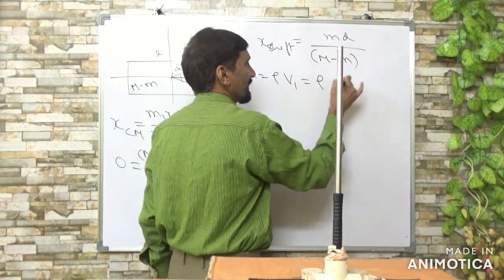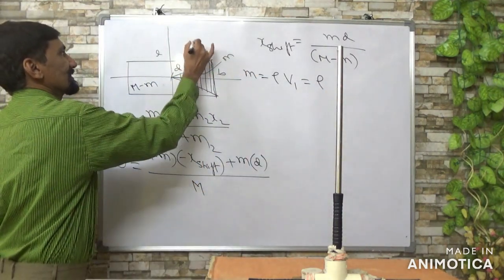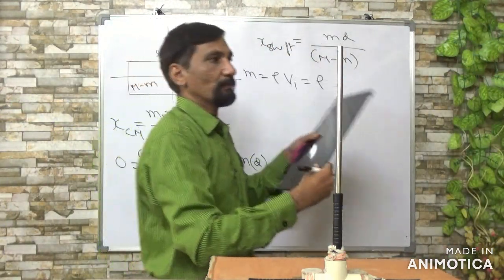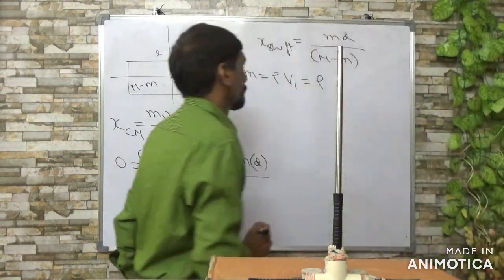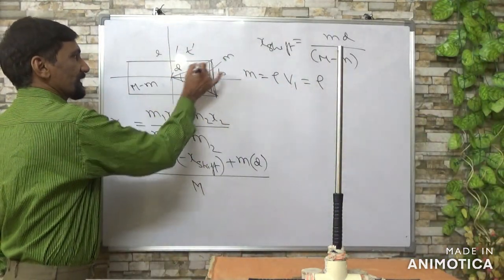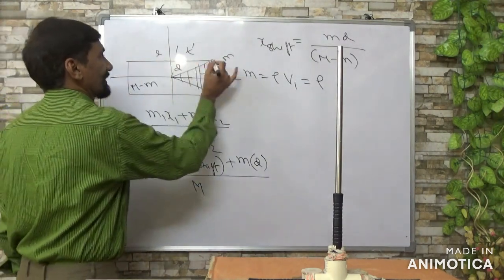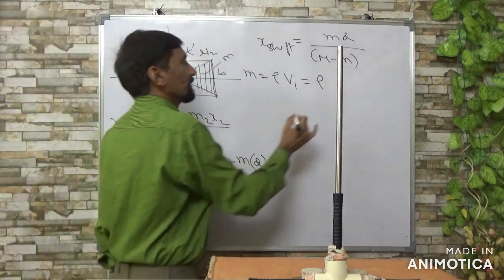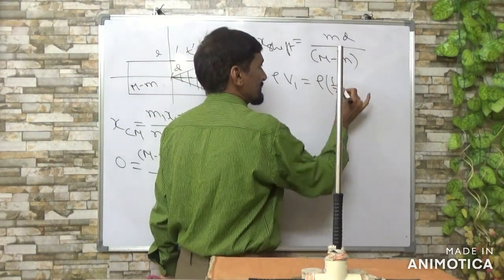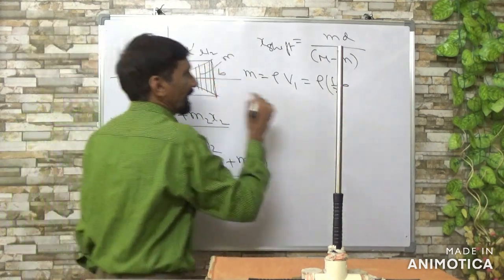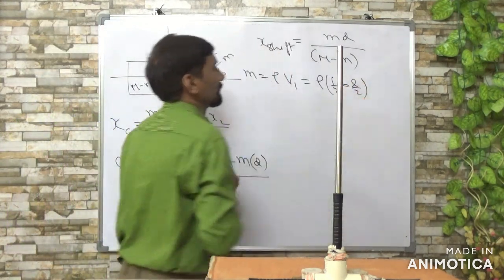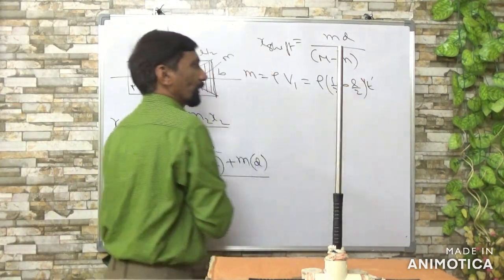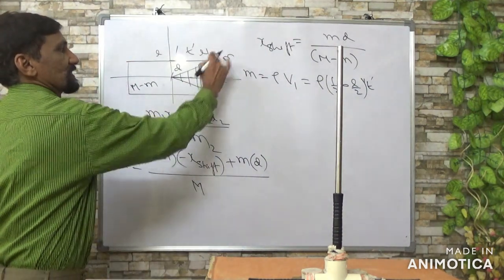Mass is equal to density into volume. Volume is area into thickness. So let us assume T is the thickness of this plate. So rho into area. It is a triangle now. You know the total length is L, so this length will become L by 2, right? So half base into height, that is the area, into thickness T. That is the mass of this removed one.